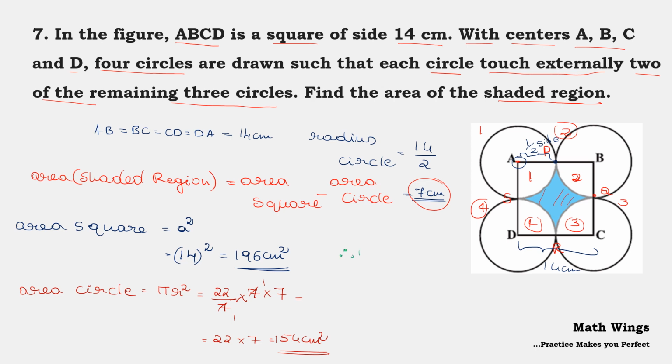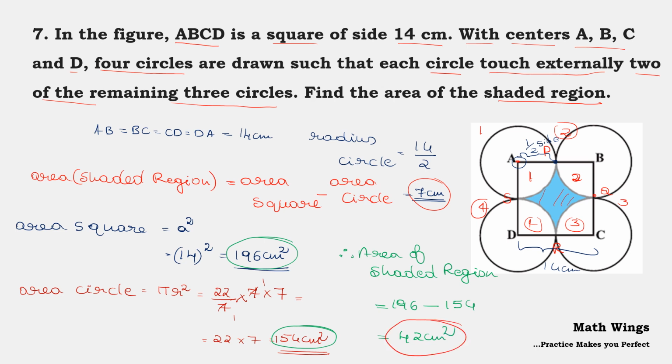Therefore, area of shaded region is equal to area of the square, which is 196 here, minus area of the circle, that is 154, which is equal to 42 centimeter square. And this is the answer for the question asked. Let us move on to the next question.